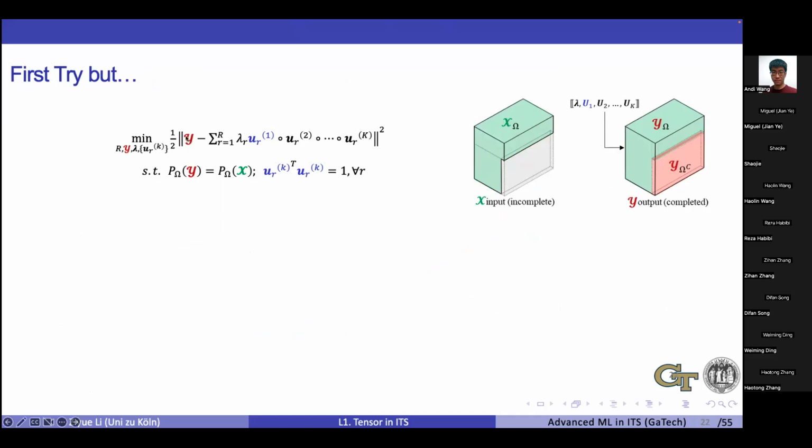This is our input, and this is the CP decomposition structure we want Y to have, and also we don't want the lambda to be too big, which means we don't want our rank to be too high. Otherwise, it's going to be too complicated. So usually we can add an L1 penalty on the lambda to achieve low rank. So this is called low rank tensor completion.